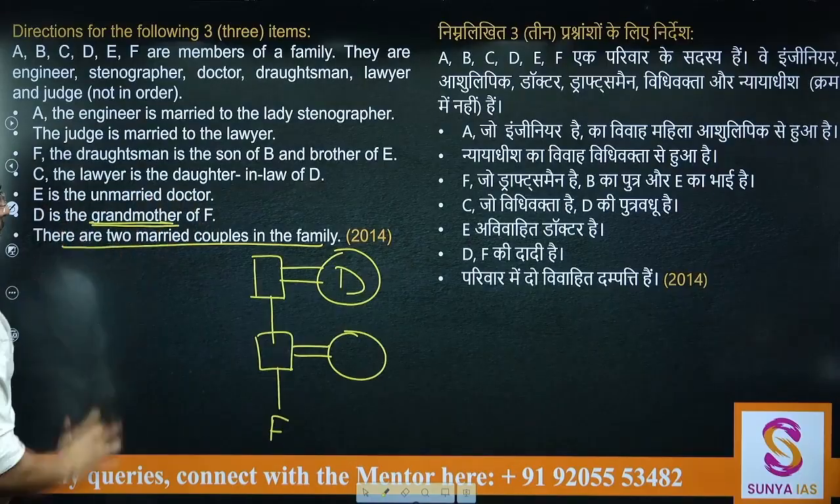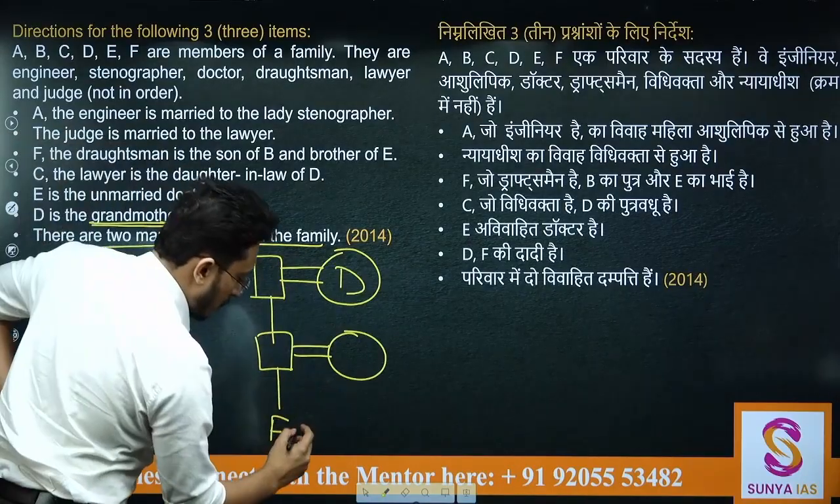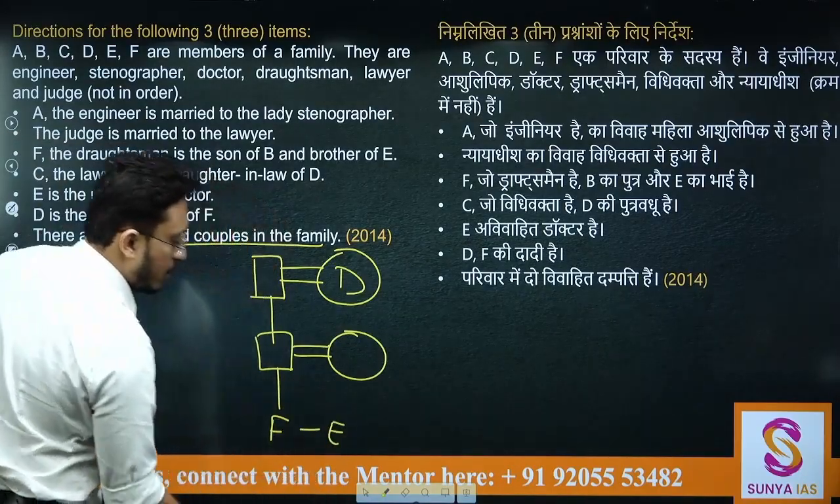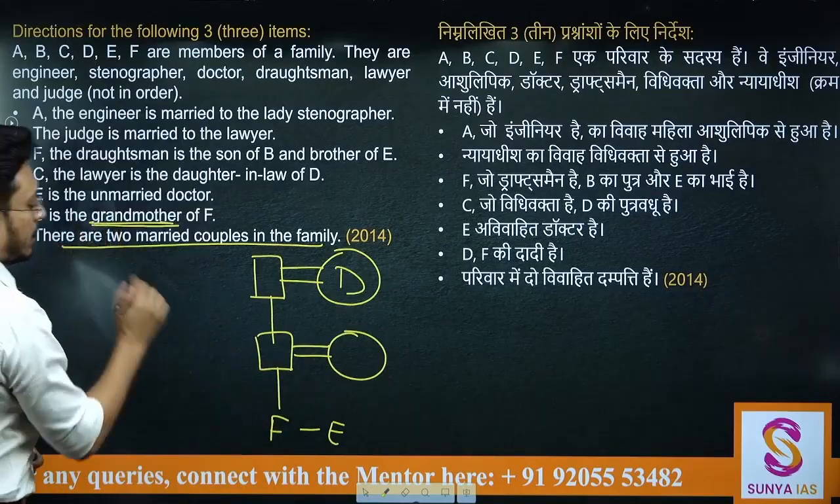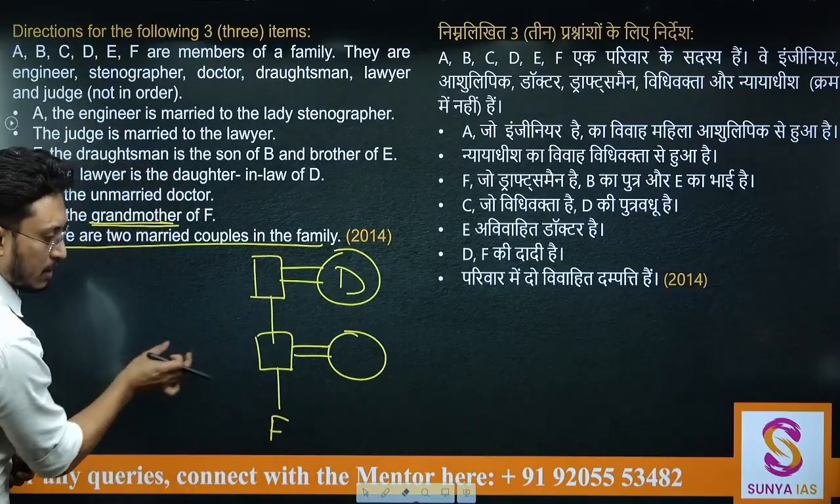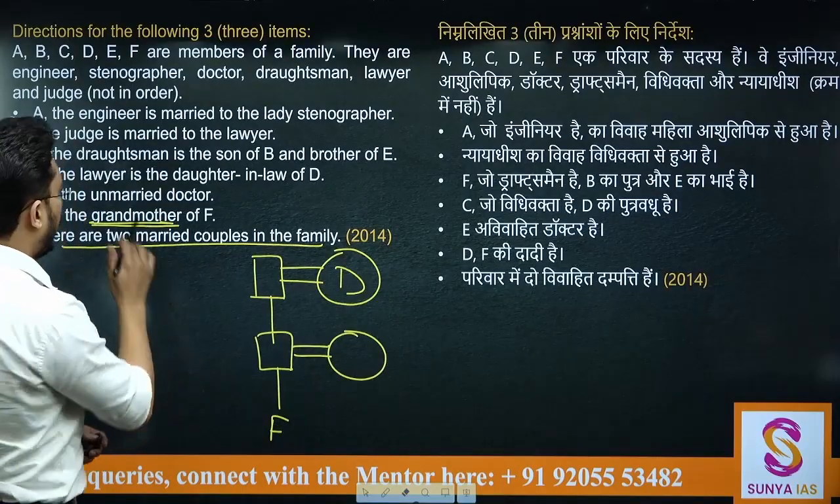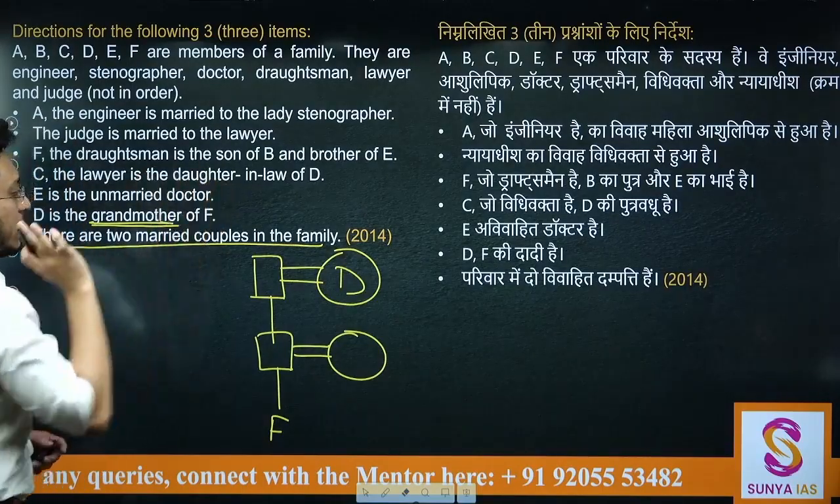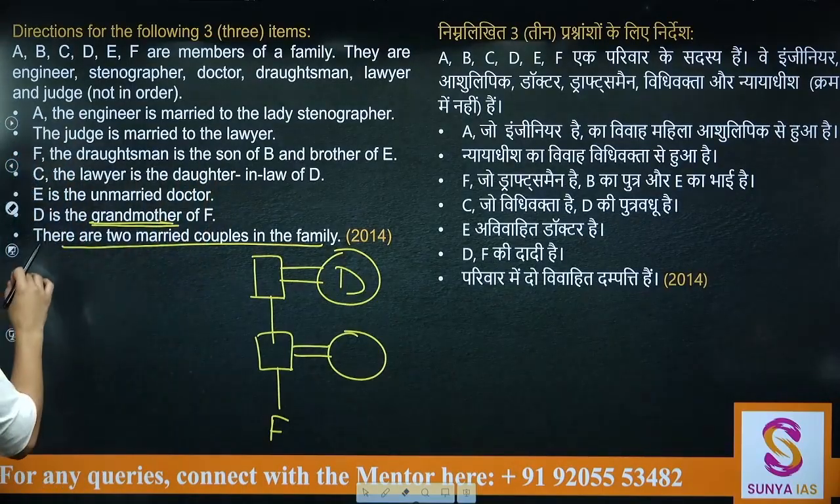E is the unmarried doctor. Now E is the unmarried doctor. Probably E might be lying here, although it could happen that E might be lying here also in this. So we'll stop for now for this particular statement. Let's see where can we fit it.